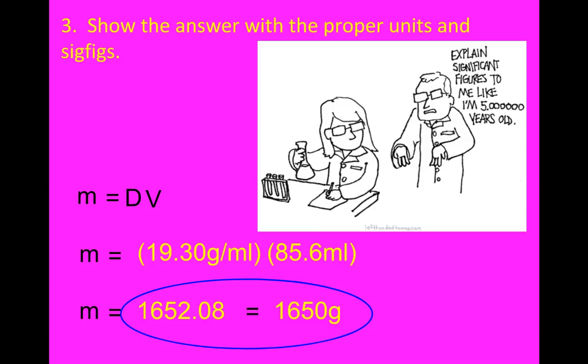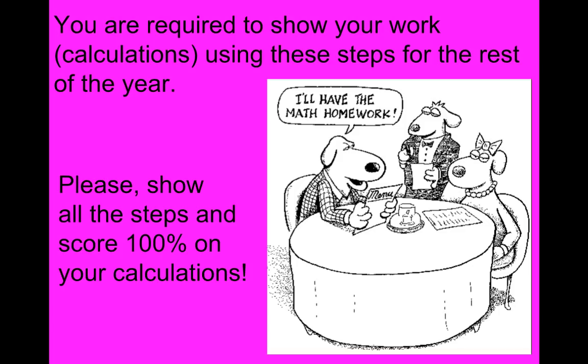You're going to have lots of practice with this, but make sure you show your work using these steps. Always, always, always. It is required. If you show all the steps, you get 100% on all your calculations. Even if the number you get in the end is wrong, you'll still get lots of partial credit because you set it up right. And that's part of what you need to do.